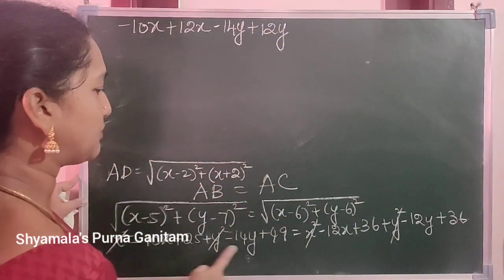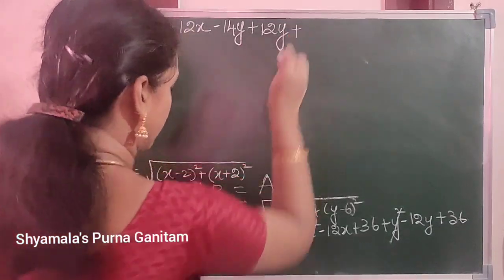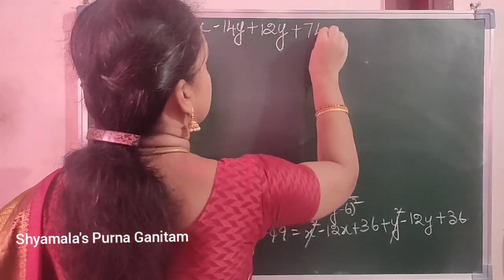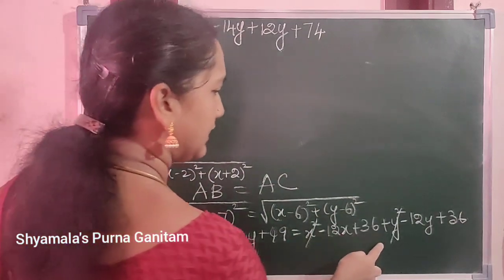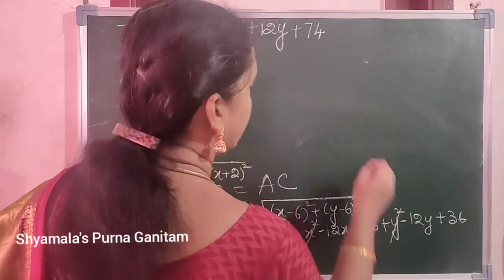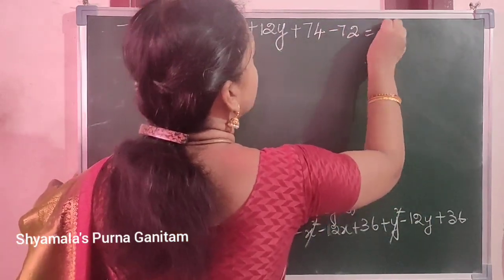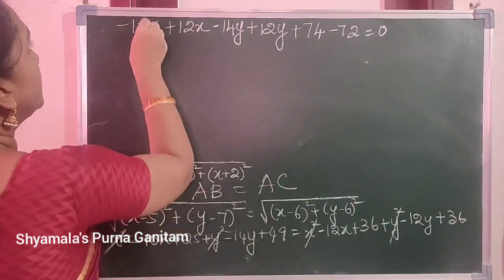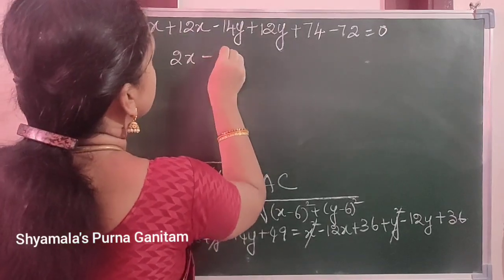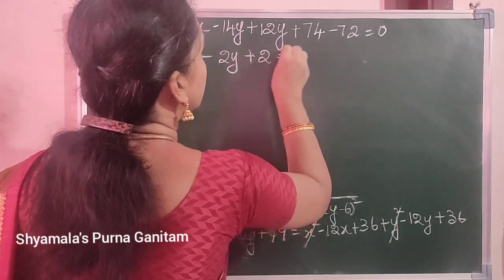So this one is 25 plus 49, so that is 74, plus 25 plus 49, it is 74 plus 74. Then on the other side 36 plus 36 is 72. Here plus 72 is there. When I bring it to the other side, it will be minus 72. So when I simplify this, 2x minus 2y plus 2 is equal to 0.